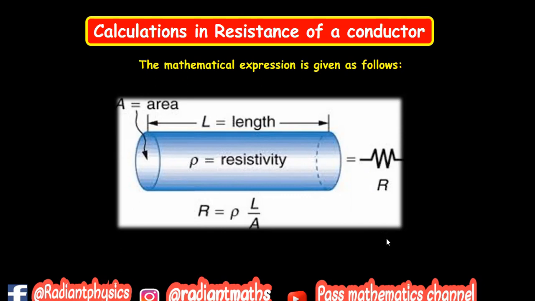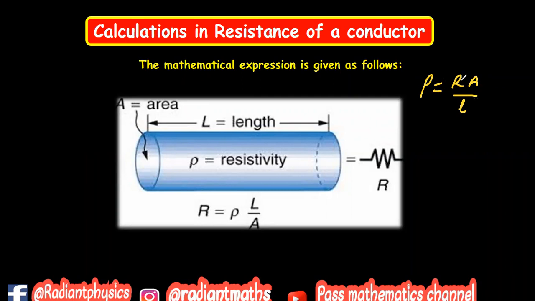But what if you are asked to find the resistivity of the wire? From this equation, we can find our resistivity. All you need to do is just to make the resistivity subject of the equation, and then making resistivity subject of the equation, you're going to have something like this, divided by length. So we are going to have this equation for your resistivity.